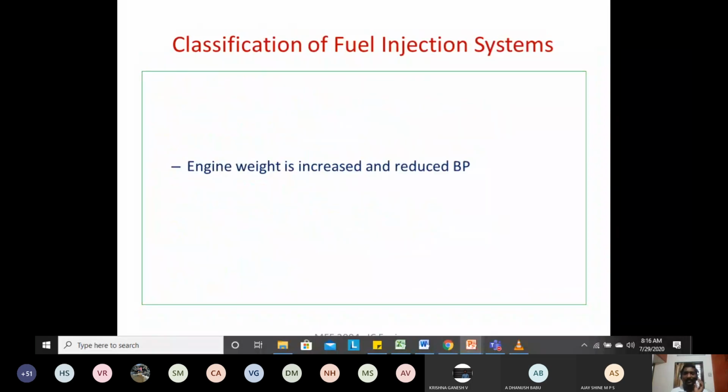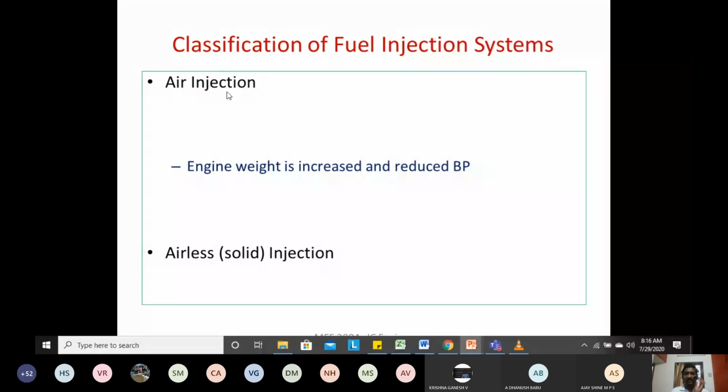Now, coming to the classification of fuel injection systems, basically there are two classifications. One we call the air injection system, and the other is the airless injection or solid injection system. But the air injection system is very old, and these days we don't use it. It is obsolete now.